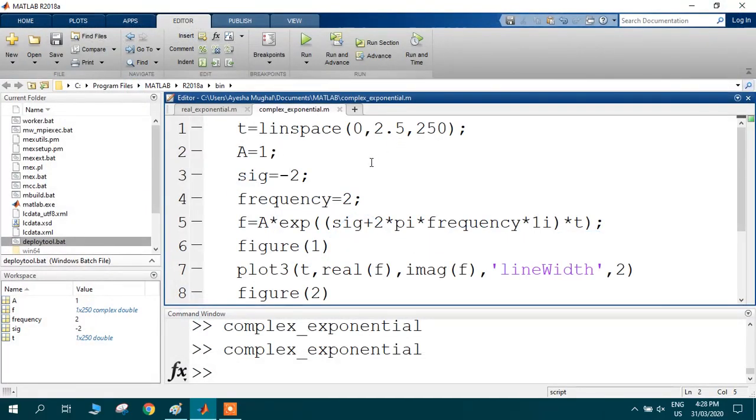So guys, this was how to plot the 3D plot and the 2D plots of the complex exponential function with positive and negative values of sigma and their behavior respectively.